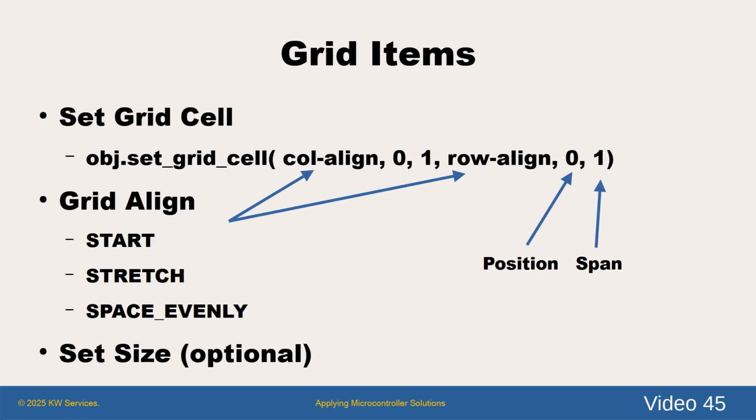The child widgets are defined using the setGridCell function. The first 3 parameters specify the columns, and the last 3 the row for this grid item. Notice the first parameter is a grid align constant like start or stretch. Finally, we can optionally use the setSize function to define the item's width and height.